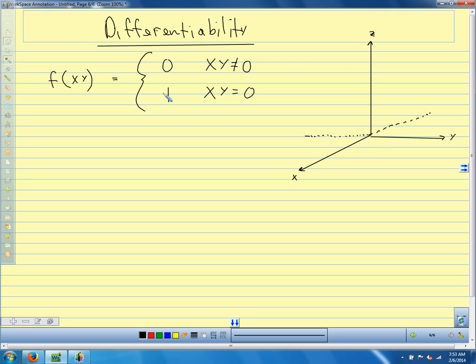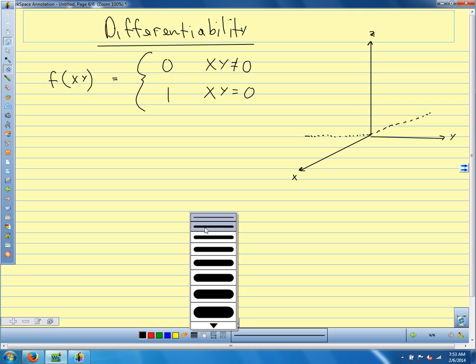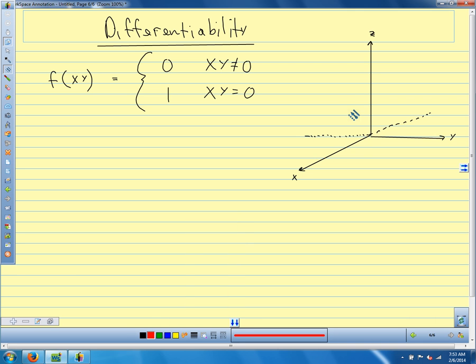Along the y-axis, right? So along the y-axis, I'm going to be 1 unit above the xy plane. So let me draw that in. And I'm going to make my line kind of thick here. So we're going to be 1 unit, and I'll put it like so. 1 unit above the xy plane. My surface, when y equals 0. So there's my surface in that case.